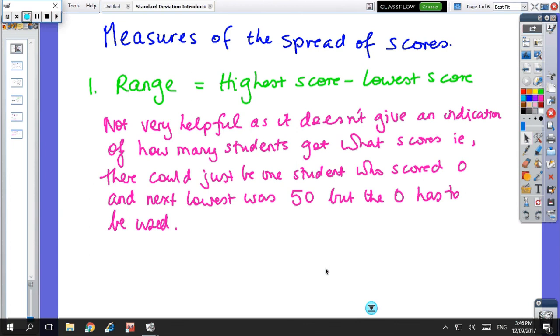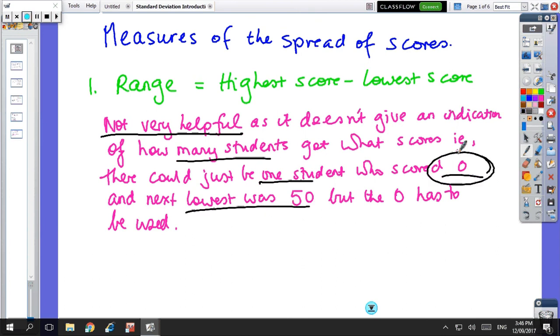So far the one you've been looking at before is the range, which is just the highest score minus the lowest score. But what we're now saying is that this isn't very helpful because it doesn't give an indication of how many students got what scores. And if just one student scored 0, and the next lowest score was 50, then this one score distorts the range. So the range is a measure, but it's not a very good measure in terms of analysis. Okay, so you can copy that down if you want to, come across.